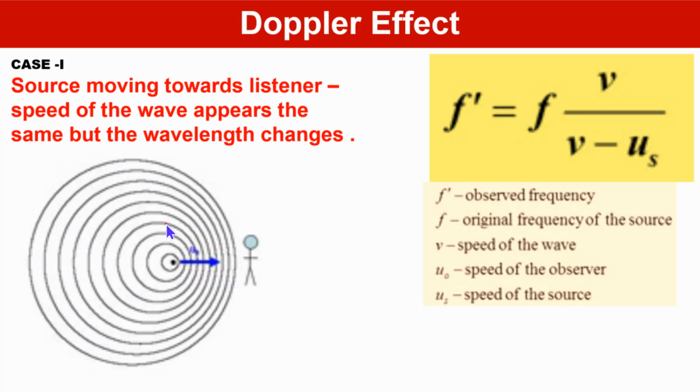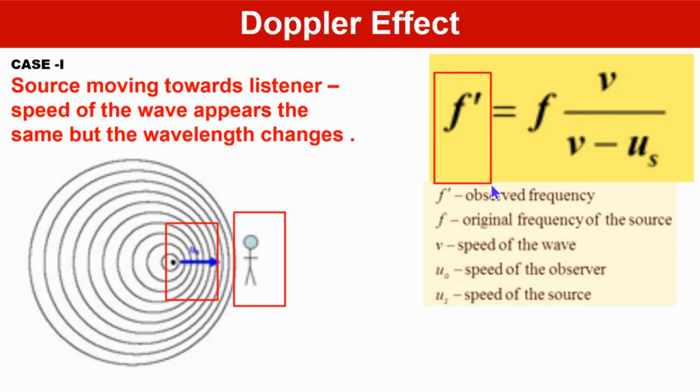Let's try to understand when the source is approaching and the listener is at rest, meaning the listener is not moving at all. As the source is approaching, the listener will receive more waves per second. So he will perceive higher pitch or higher frequency. So how can we calculate the frequency observed by the listener?